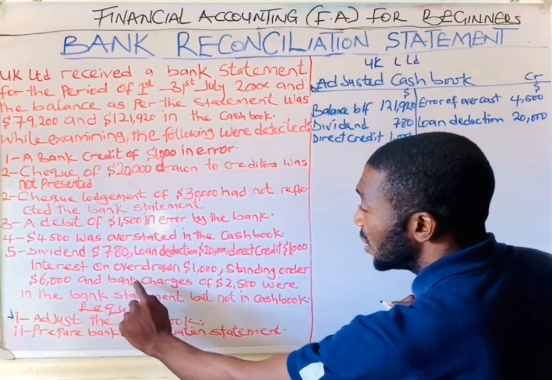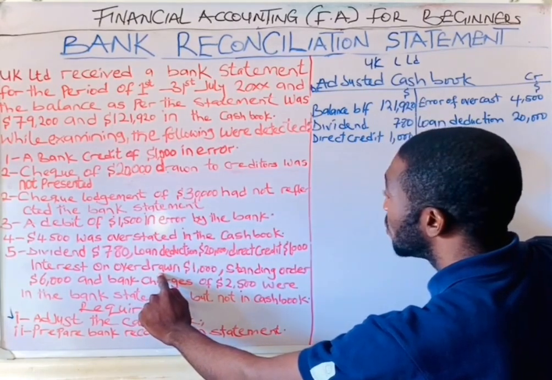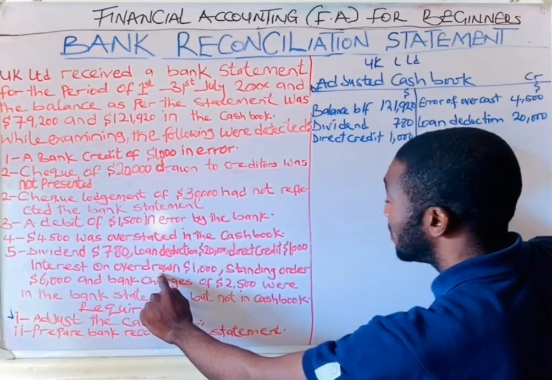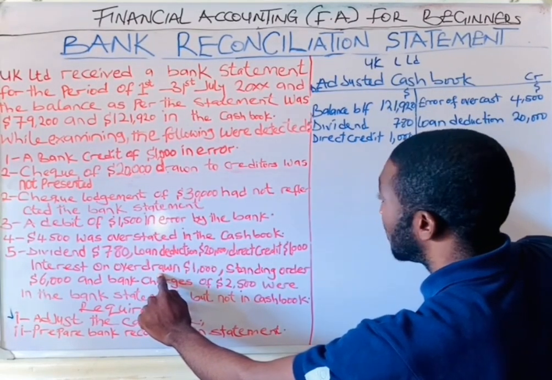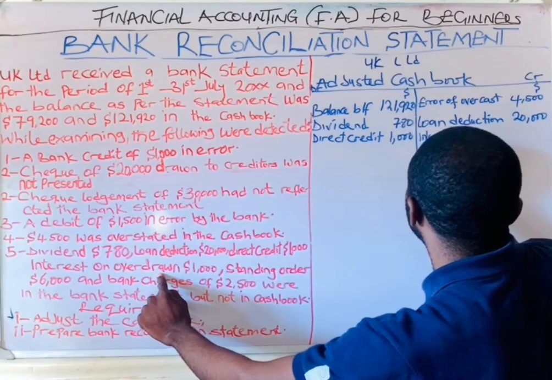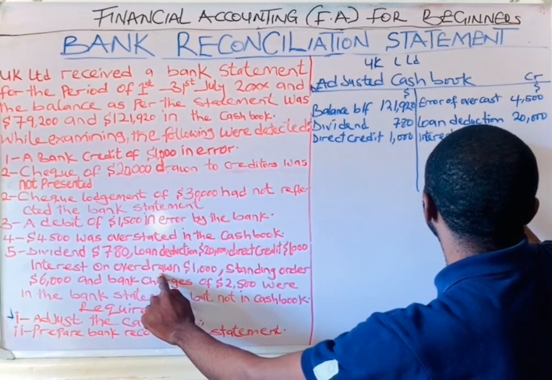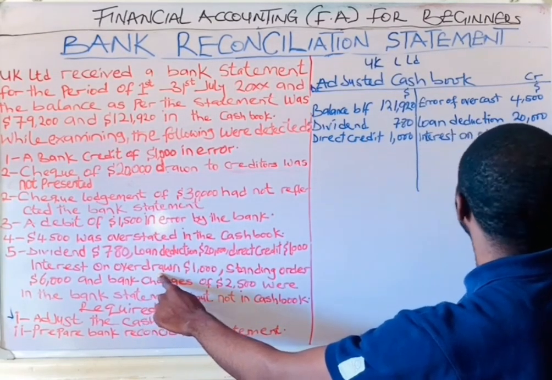Interest on overdrawn: we are charged an interest on overdrawn. It will reduce our balance. Since it affects our bank account negatively, it will come to our cash book and affect it negatively. Say interest on overdrawn, and it's $1,000.